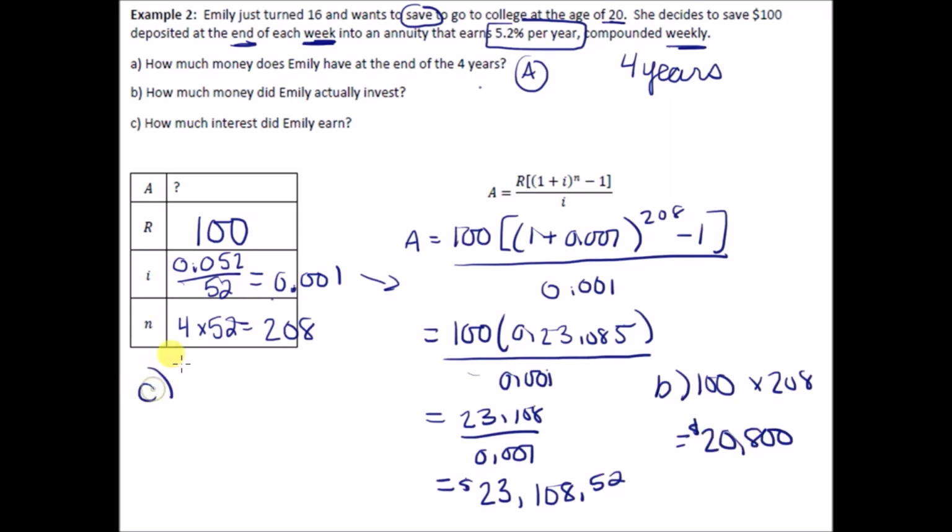Okay, and see over here, how much interest does she actually earn? So the interest, so here's the thing. So the interest is going to be how much is in the account, $23,108.52, but she only put in $20,800. So that means that this went up $2,308.52. Okay, and you can make a therefore statement.